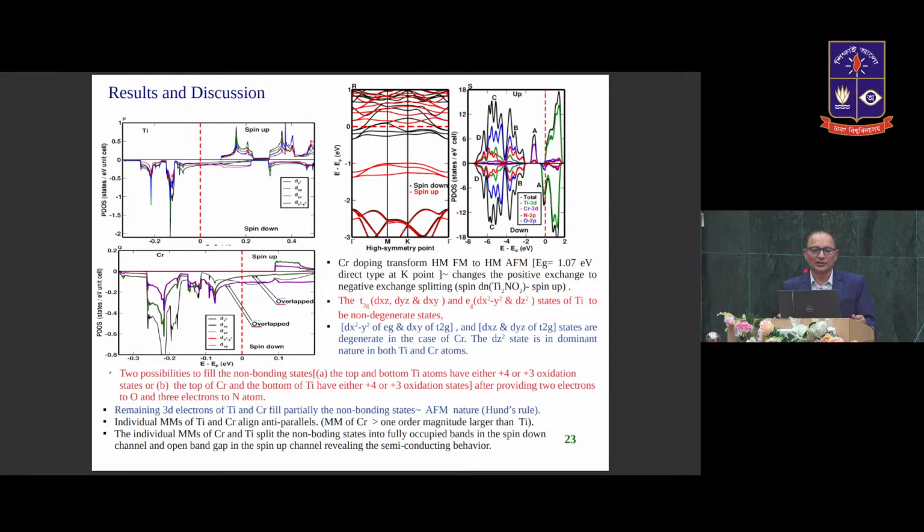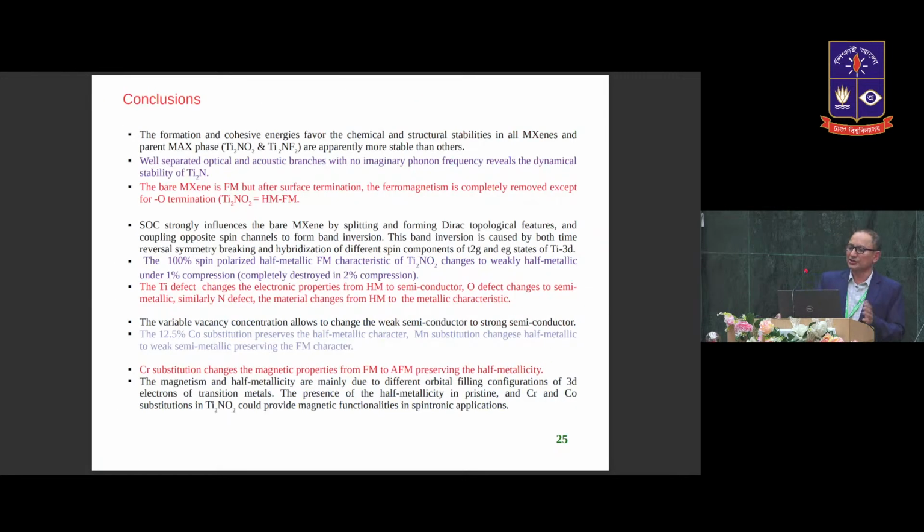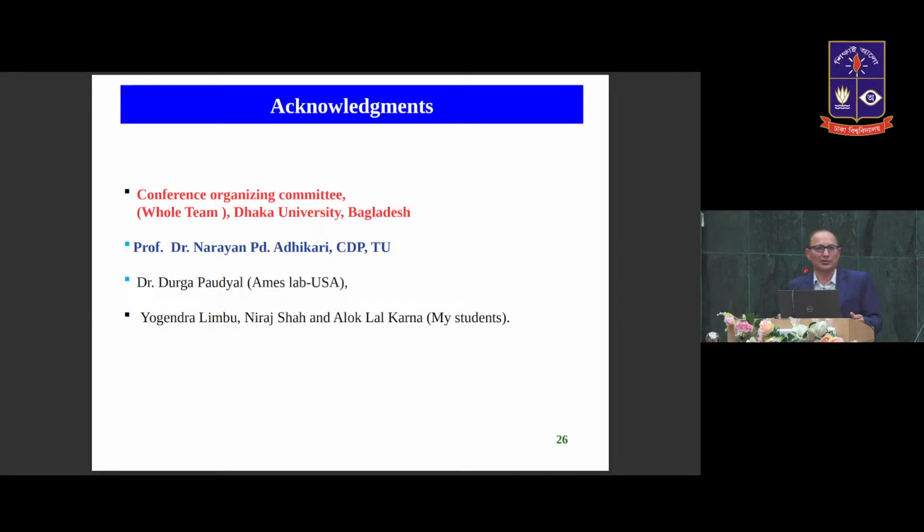This is the conclusion. The formation and cohesive energy of the structure show stability, and the maximum phase is apparently more stable than that of the other. Then well separated optical and acoustic branches with no imaginary phonon frequency reveal the dynamic stability of Ti2NO2. In some cases it changes from half metallic to metallic, and in some cases it retains the half metallic nature as well, which indicates that this type of material is very useful for spintronic devices and future generation technology devices.